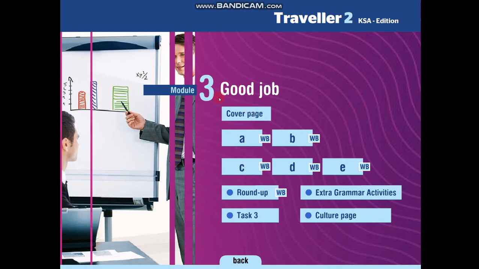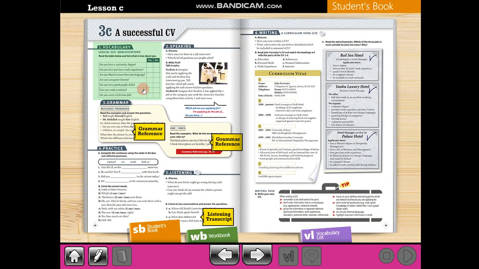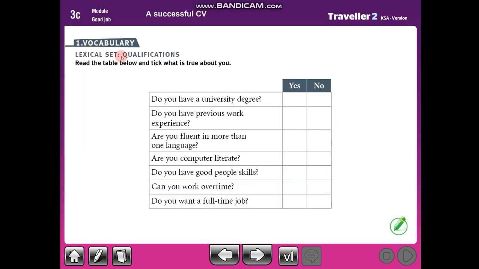Unit 3, we will continue teaching C, Lesson 3. Firstly, look at this page. You will find here vocabulary. This is exercise. You will answer the questions according to your qualification.